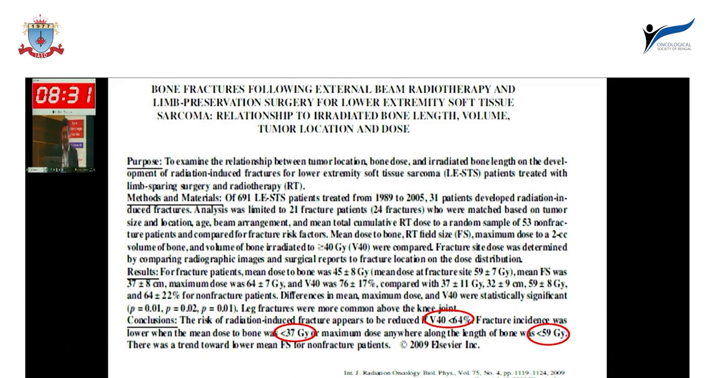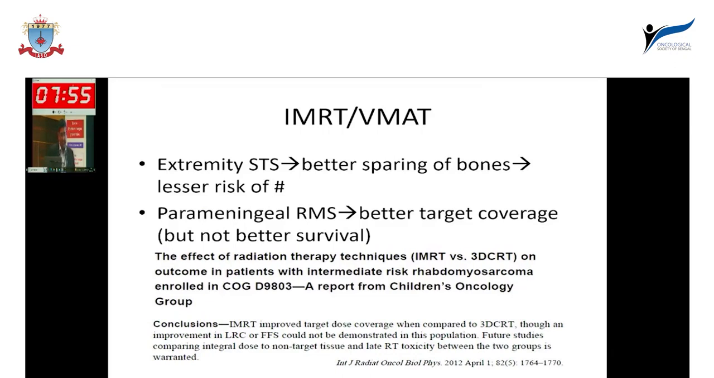So fracture is something which we generally do not encounter, but we have the parameters which we have to maintain when we are planning, like the mean dose and the maximum dose should not exceed a certain value, and obviously the volume receiving 40% should not exceed a certain value. But in my practice, I have not seen radiation-induced fractures in post-op settings. But we have the parameters which have to be respected when we are planning.